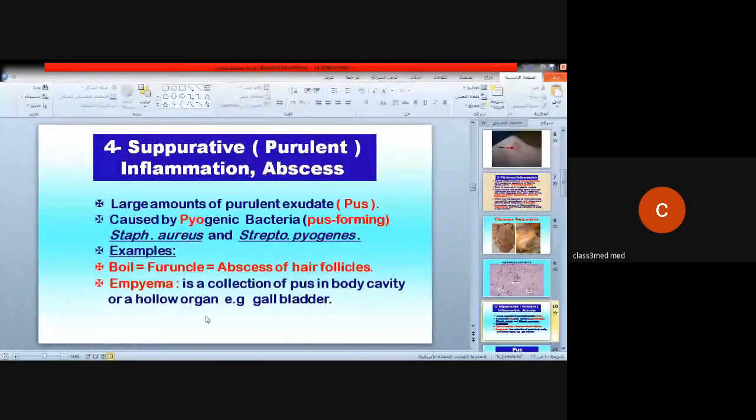When the neck of the gallbladder is obstructed by a stone with acute inflammation of the gallbladder, which is called cholecystitis, and the causative agent is pyogenic, pus-forming bacteria, this leads to the accumulation of pus within the cavity of the gallbladder. It becomes a cyst-like structure filled with pus, which is called empyema of the gallbladder.